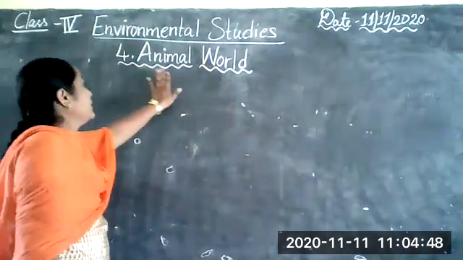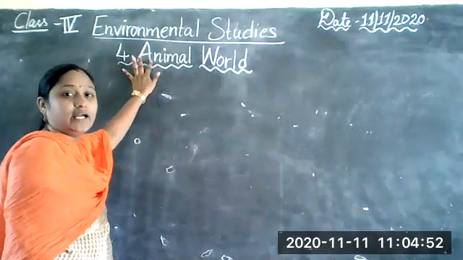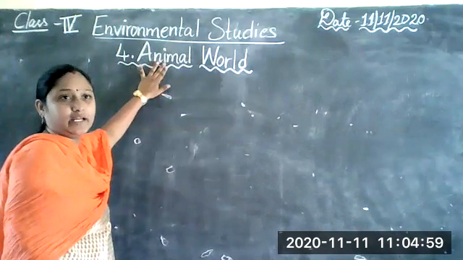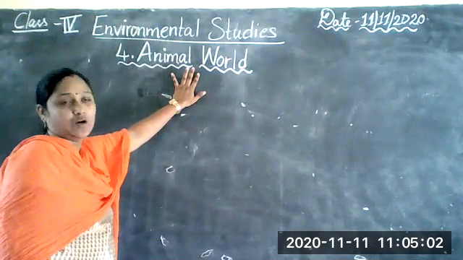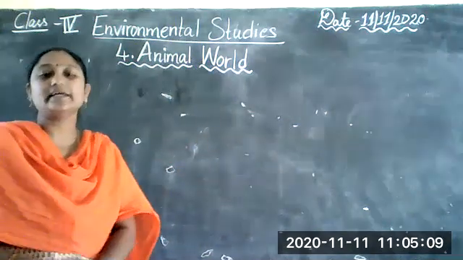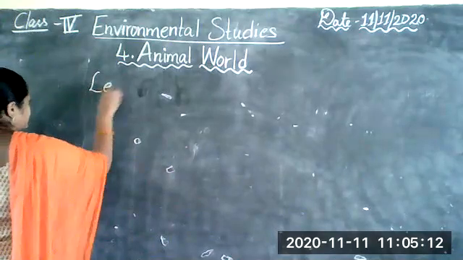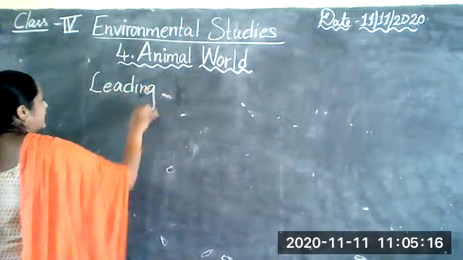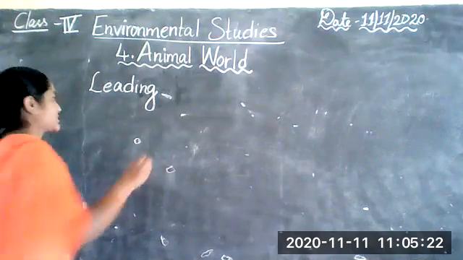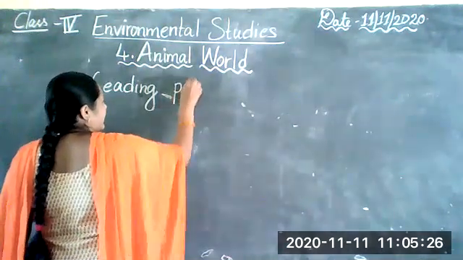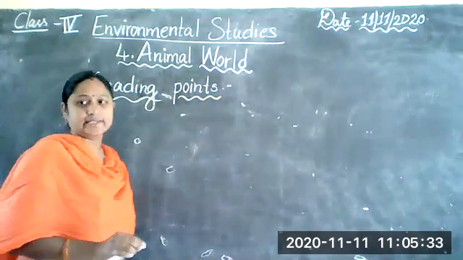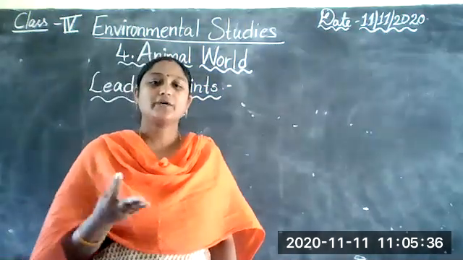Once all read the spelling of the lesson. Lesson name, read all the children. ANIMAL WORLD. Animal World. In this lesson, first the leading points. LEADING, leading. POINTS, points. Leading points. What topics are there in the leading points?